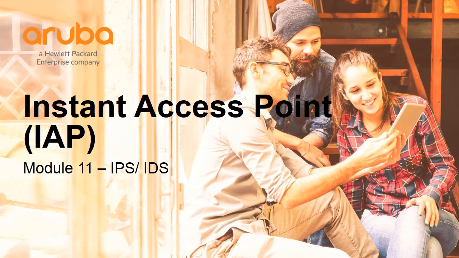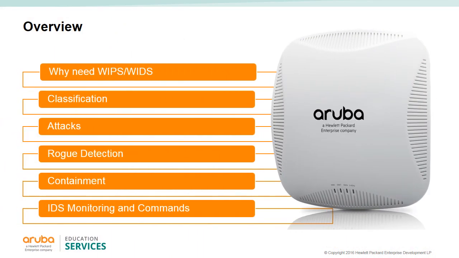Module 11, Instant AP, Intrusion Protection System, Intrusion Detection System. This module covers why we need intrusion protection and intrusion detection, the various classifications for other Wi-Fi devices, some different attacks that can happen, how rogue detection works, containment options, some IDS monitoring and commands.